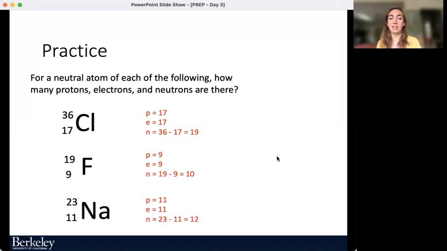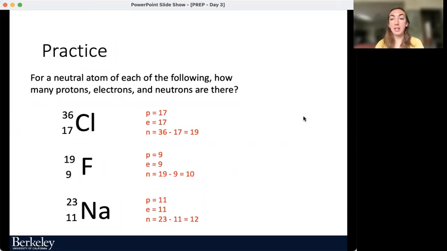And then the last thing is sodium. It has 11 protons because that's what the atomic number means. If it's neutral, it has to also have 11 electrons, and 23 minus 11 is 12. So it has 12 neutrons. So hopefully that's what everybody got. I'll give you a second to ask any questions if you have them.